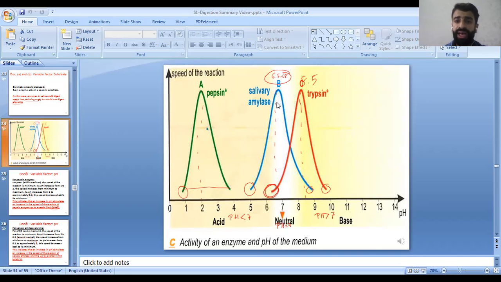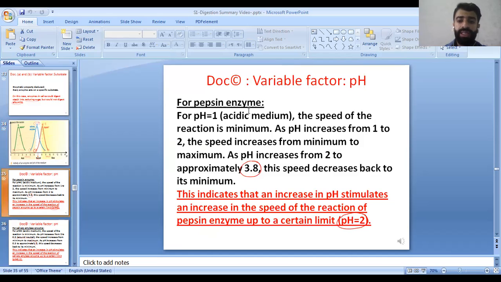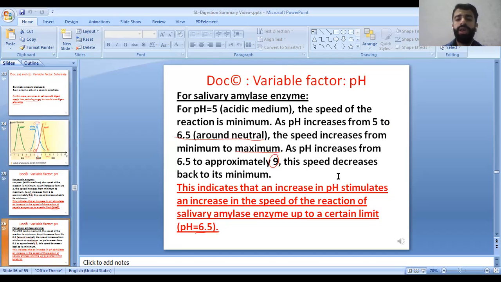Whereas the enzyme salivary amylase works at best at 6.8, approximately 7. So it works in a neutral medium. Whereas the enzyme trypsin works at its best at pH equal 8 to 8.5, while as it increases to about 10, the activity or the speed of the reaction decreases to 0. So pepsin works in an acidic medium, whereas salivary amylase works best at a pH approximately neutral, around 6.5 to 7.